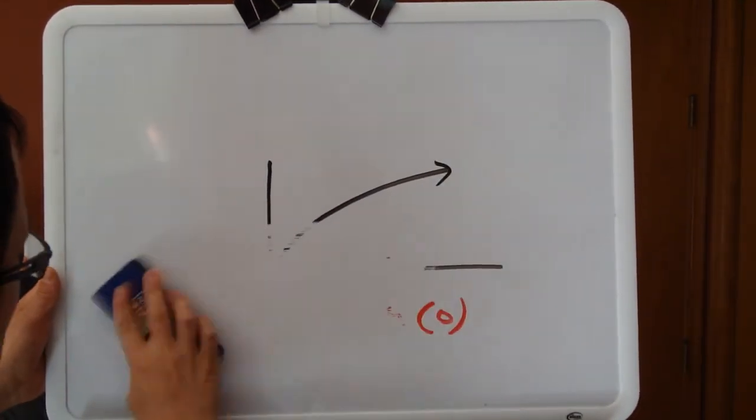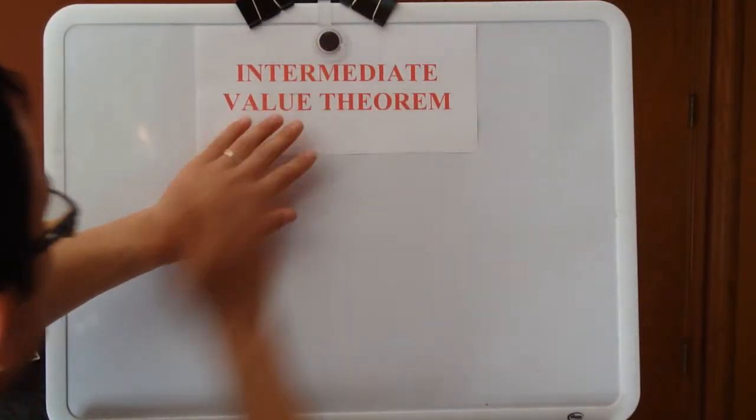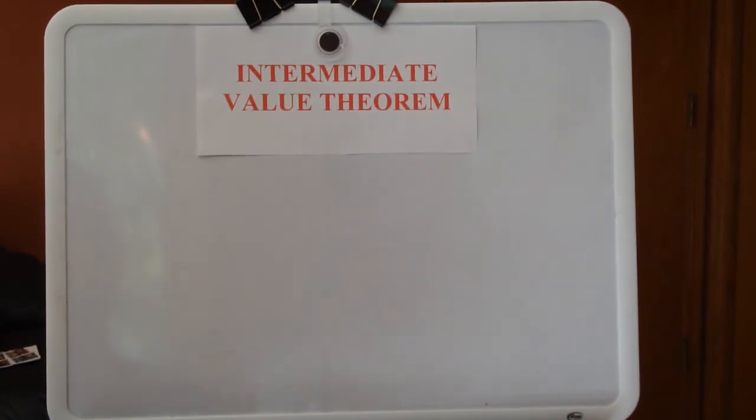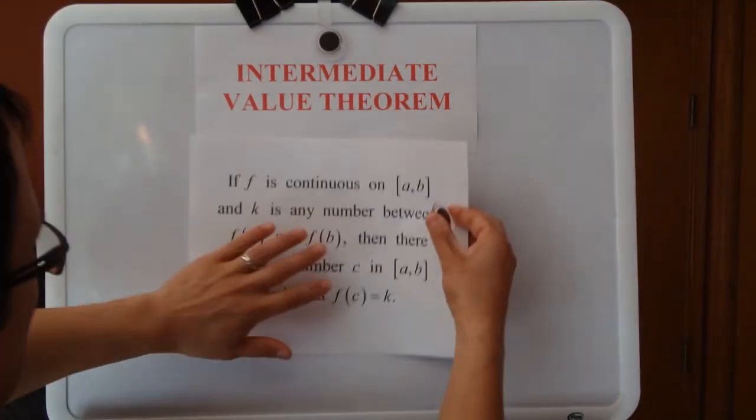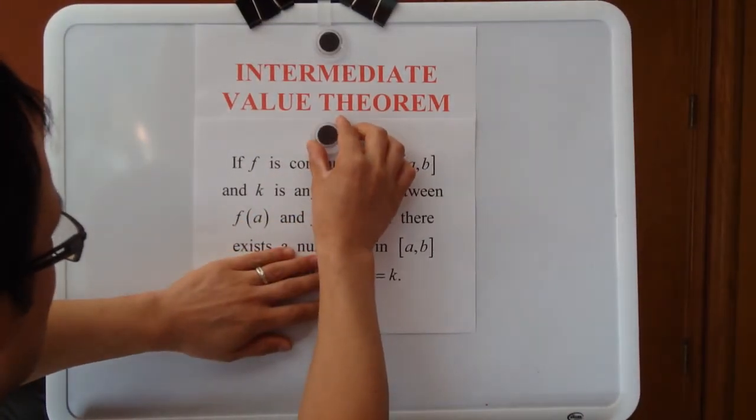Alright, so very last idea here. This is a really important mathematical theorem. It's used a lot in calculus, really, to prove other theorems. And so here's the name. This is called the intermediate value theorem. So I'm going to show you a statement of the theorem, and then we'll just look at a picture to make sure we understand what the theorem is really saying.